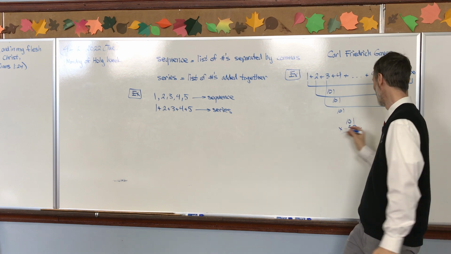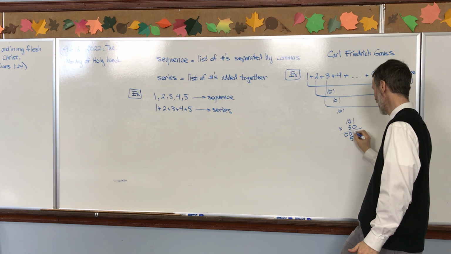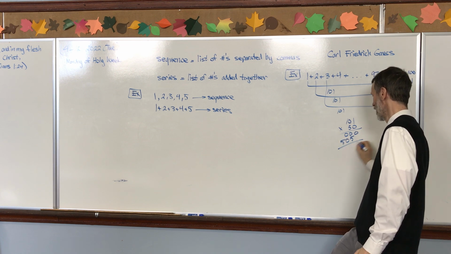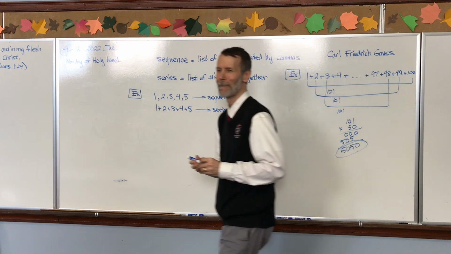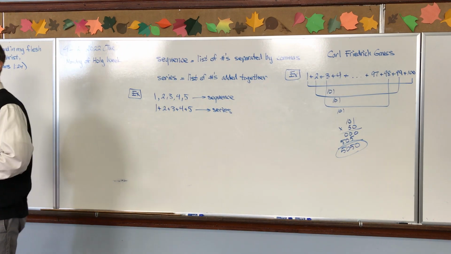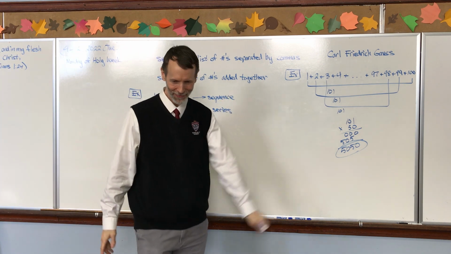Now this is easy. 50 times 101. 5 times 1 is 5. 5 times 0 is 0. 5 times 1 is 5. 5,050 is the answer. Isn't that amazing? 8 years old. That guy's a hero.